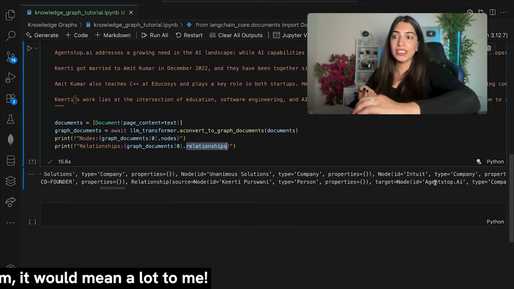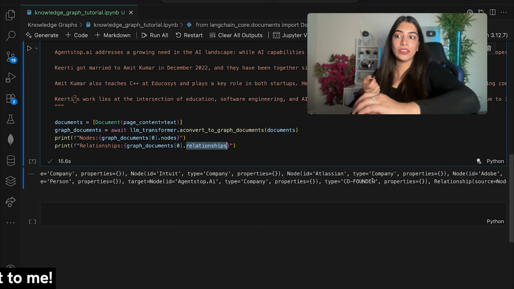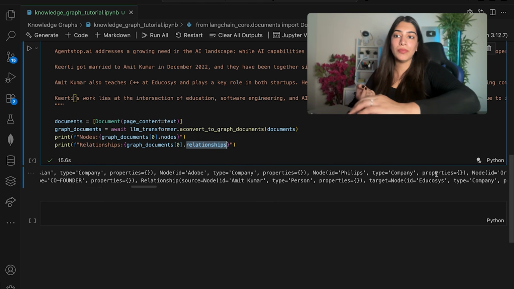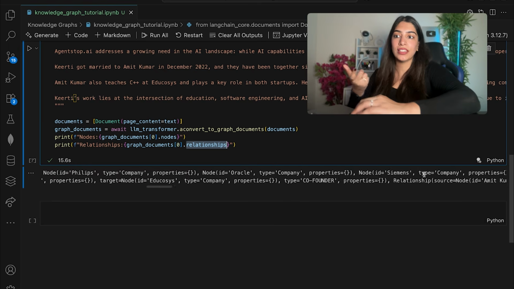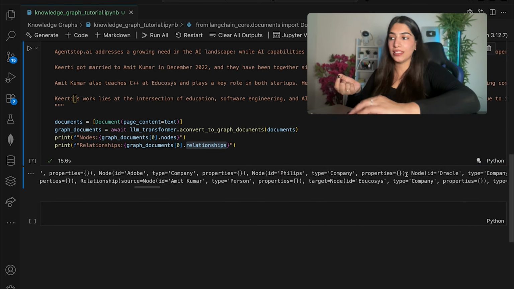Then Unanimous Solutions, this was the startup that I worked at. Similarly, there is Atlassian, it is a company. Adobe, it is a company. That is where Amit worked. Philips, Amit has worked at Philips. Oracle, these are the different companies that Amit has worked at. So there are different types of nodes like this.